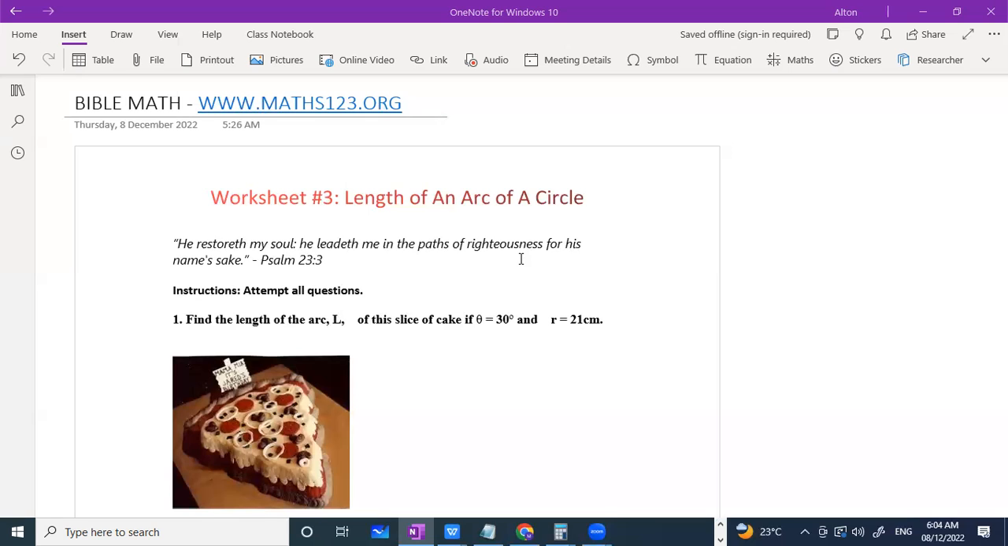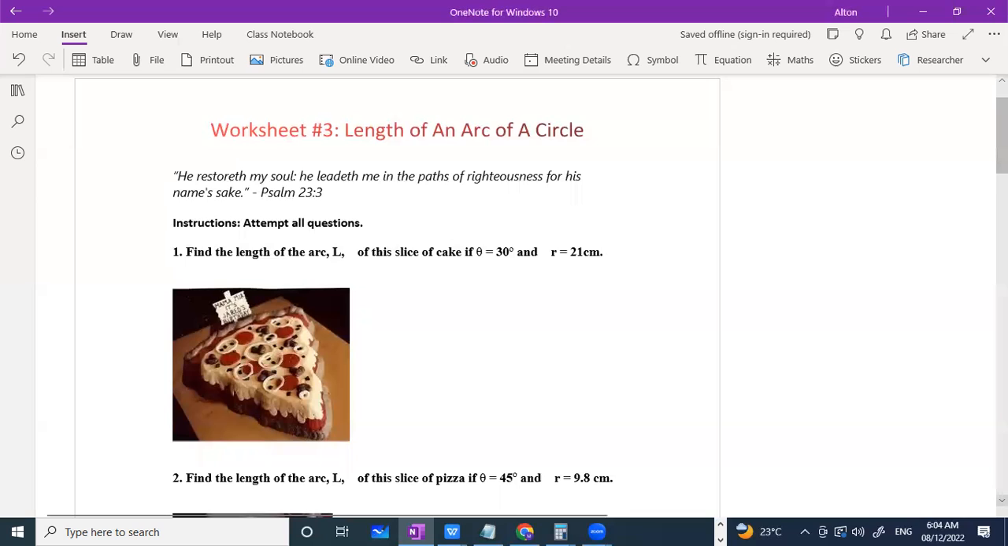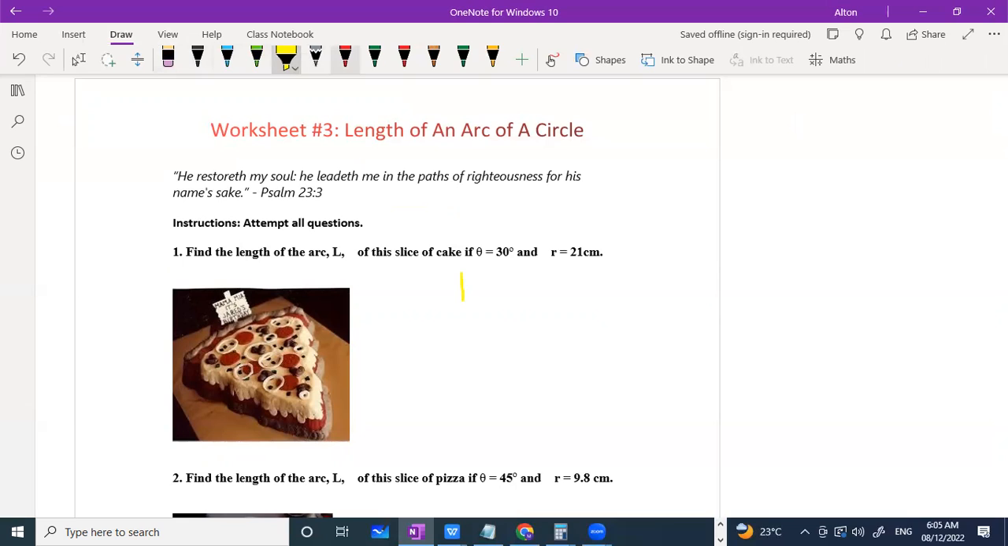Question number 1. We are given the slice of a cake as shown, and you are asked to find the area, no, not the area, you are asked to find the length of the arc. And there is a formula for arc length, and that formula, let's use L for arc length, is L equal to theta over 360 multiplied by 2 pi r.